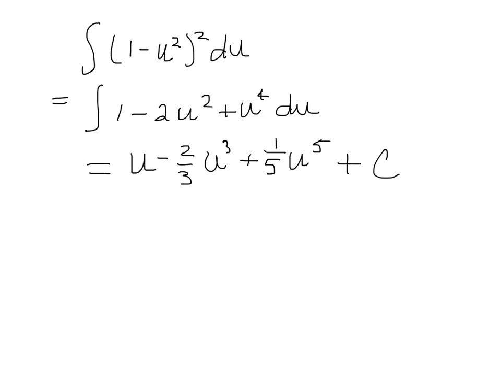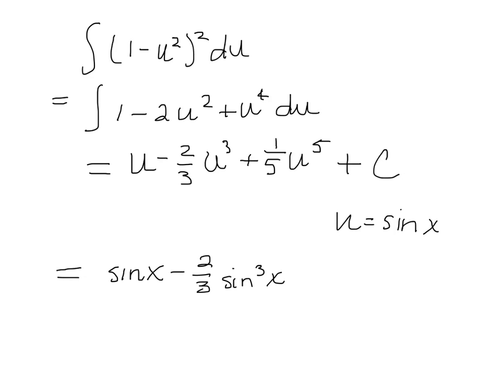Now the only thing we have to remember is that our original problem was in terms of x, so we need to put this back in terms of x. Remember we let u be equal to sine of x, so anywhere we have a u, we're going to put sine of x. So our final solution here would be sine of x minus 2/3 sine cubed of x plus 1/5 sine to the fifth of x plus c.